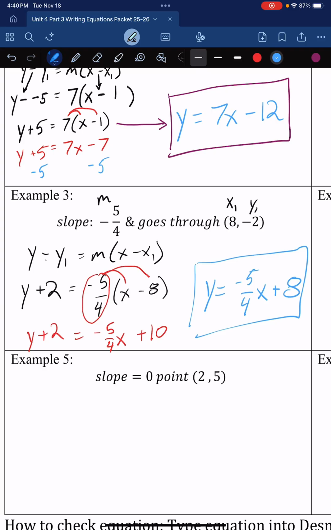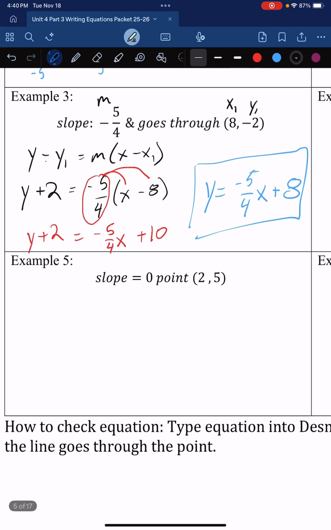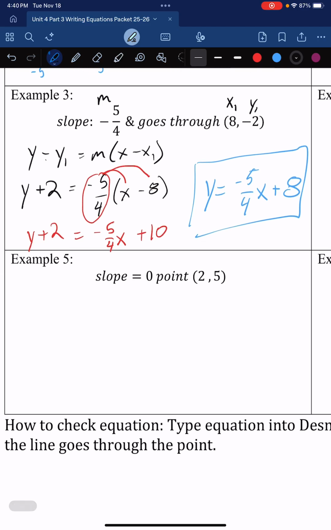Okay. Now I'm going to skip number 4 just for some time and jump right to 5 because it is a little bit different. And right away, number 5 here is different in the fact that the slope is 0. And so automatically what should be going off in my mind as I'm doing this problem, as soon as I see that slope of 0, is that this is going to be a horizontal line. It's going to be perfectly flat if I graphed it because of that slope of 0. And horizontal lines do not have both variables in their final answer.